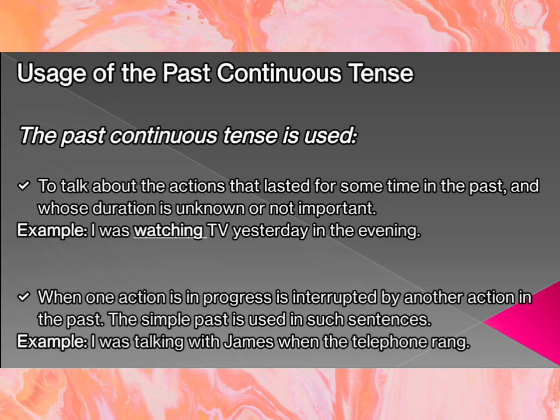When one action is in progress, is interrupted by another action in the past, the simple past is used in such sentences. For example, I was talking with James when the telephone rang. So both the actions are taking place simultaneously and interrupted. So somewhere we are using past continuous and somewhere we are using simple past. Like, I was talking with James when the telephone rang. So for the former action we are using past continuous, and for the later action we are using simple past.